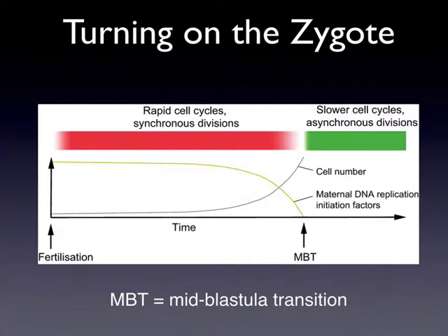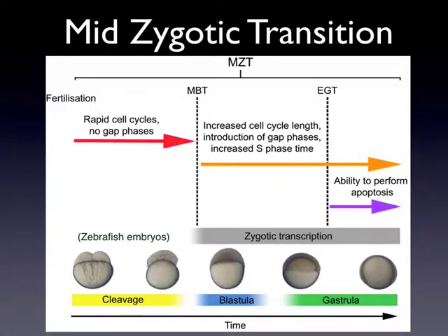Another way of looking at that is here. This is using a zebrafish as an example, showing you that time before the MBT, and then at that mid-zygotic transition point, we start to see increased cell cycle length, introduction of the G phase, and an increased S phase time. We'll leave the EGT and the ability to perform apoptosis for another time. I just want to set all of this into context, and return to our topic at hand, which is the molecular activity at the organizer.